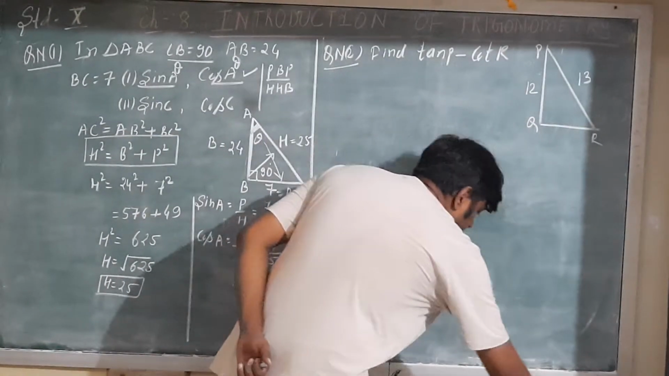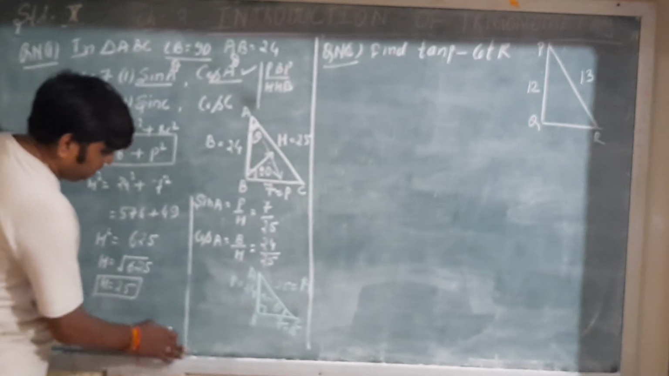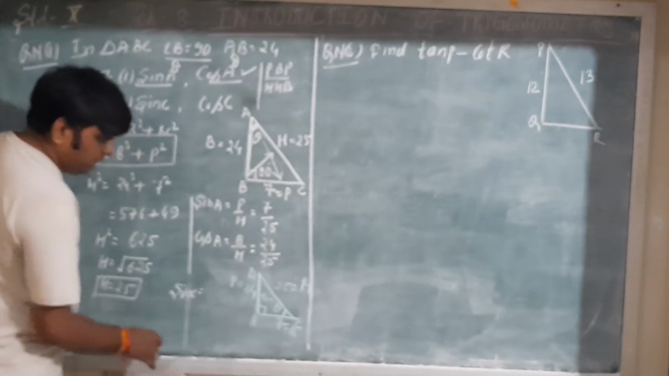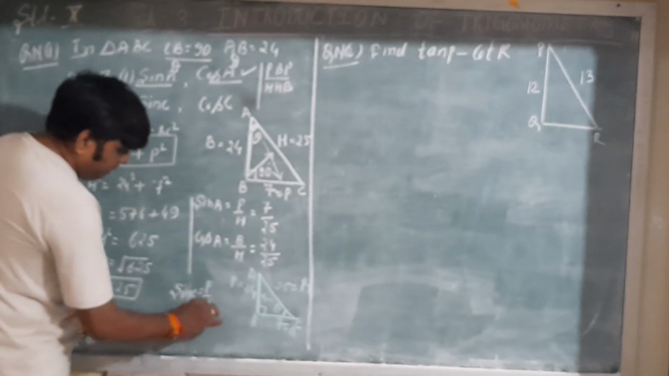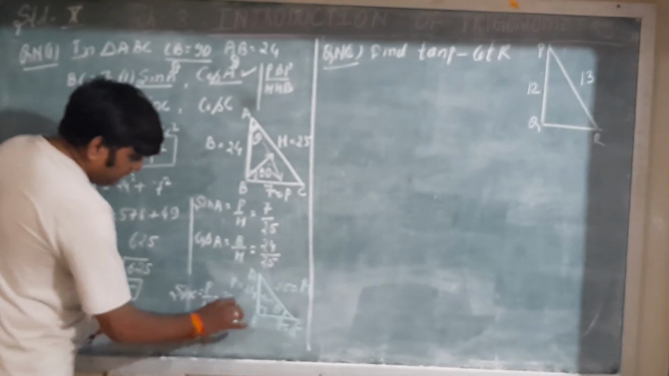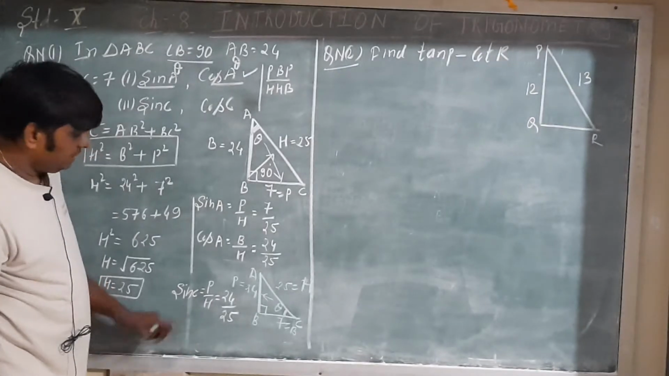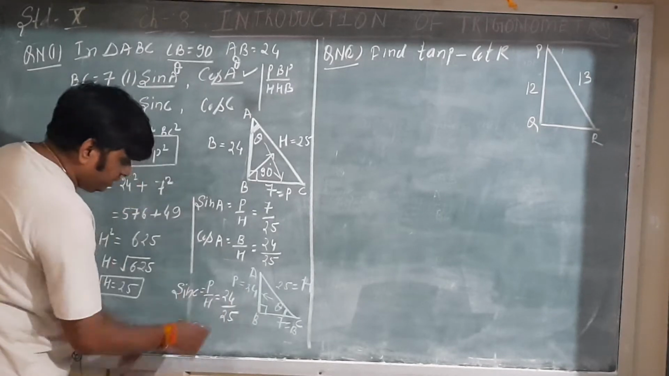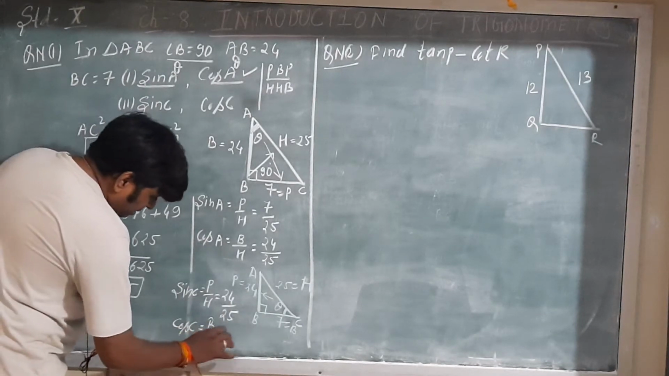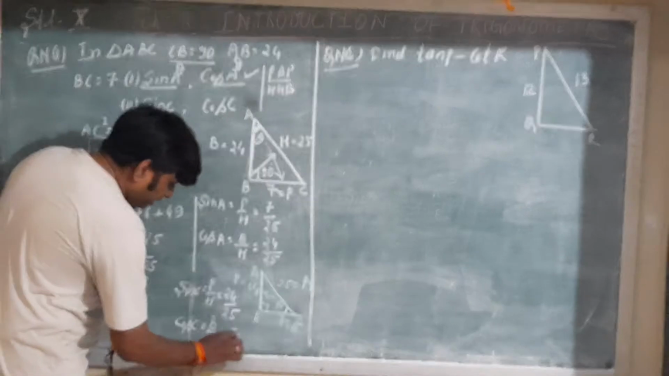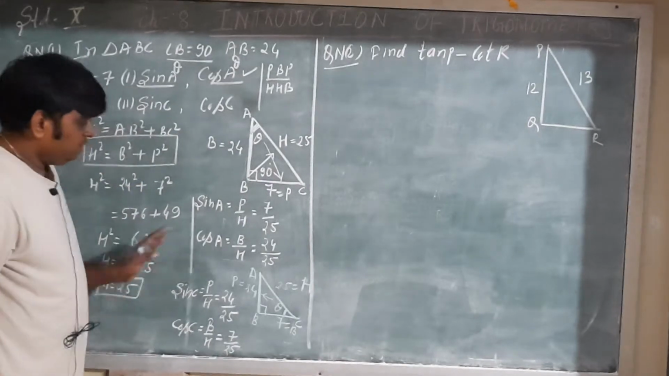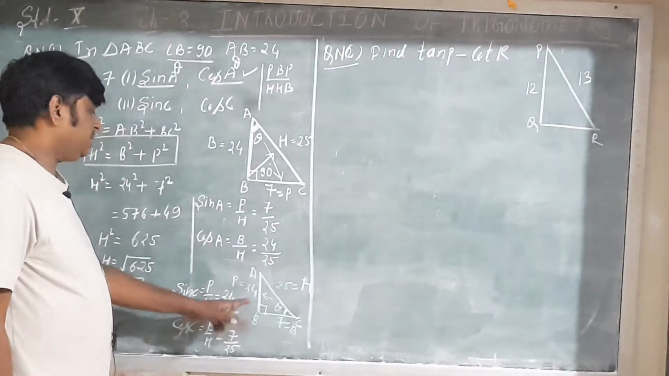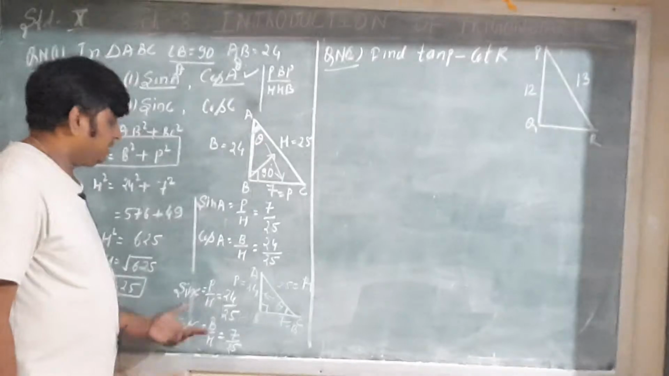Write the value. Now sin C uses the same formula, P upon H, so here P is 24 and H is 25. The second value is cos C. Using this diagram, same B upon H, here B is 7 and H is 25. So in both of these questions only theta changes, then the perpendicular and hypotenuse both change and the answer changes.